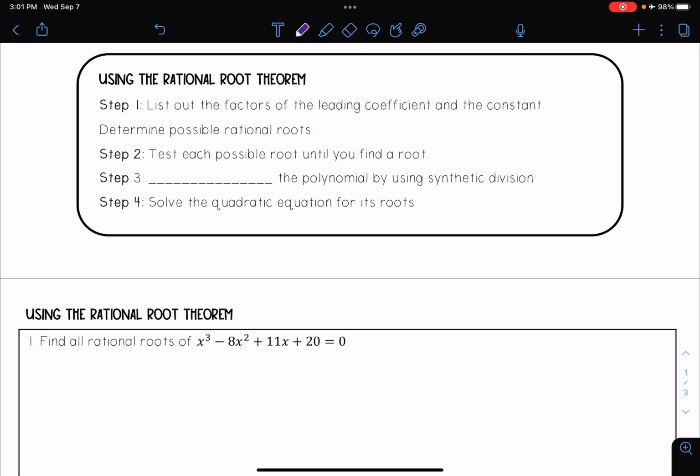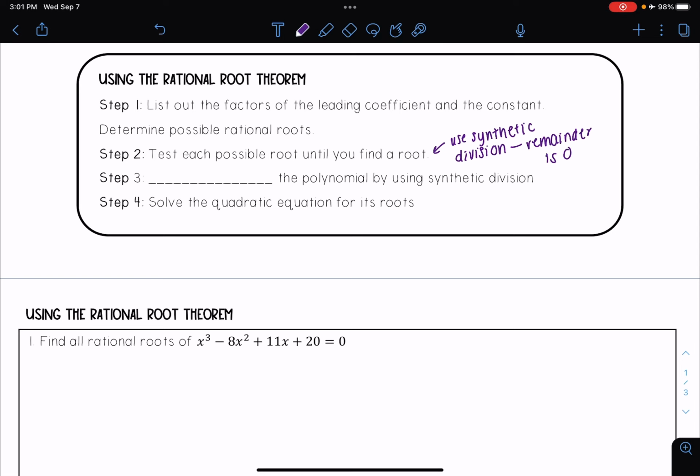possible rational roots. And this is exactly what we did in the previous video. The second step is we're going to test each possible root until we find a root, and we're going to be doing this using synthetic division. And here we're looking for the remainder to be 0. When the remainder is 0, we learned that that means that it is a factor.